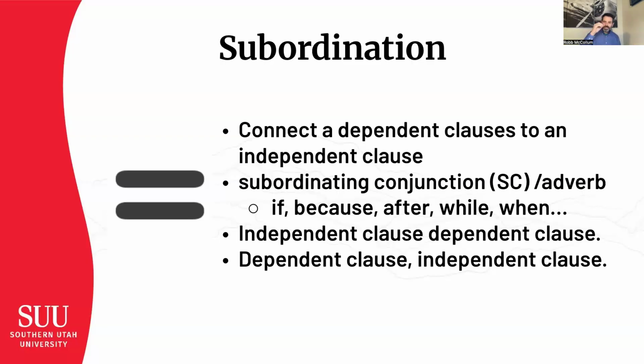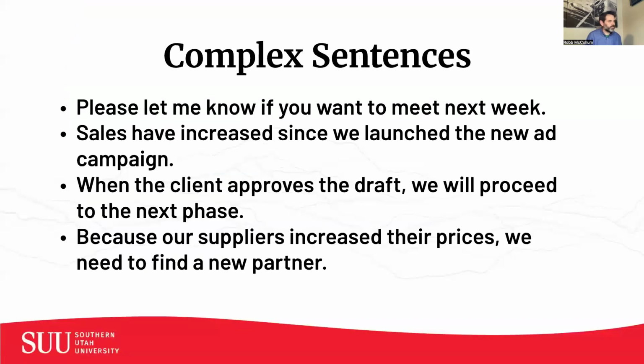So either put the dependent clause second in the sentence so that its signal word signals the shift, or if the dependent clause comes first, then you've got to have a comma in the middle so that that signals to the reader that you've got the shift from dependent to independent. Let's look at some examples that should help clarify this.